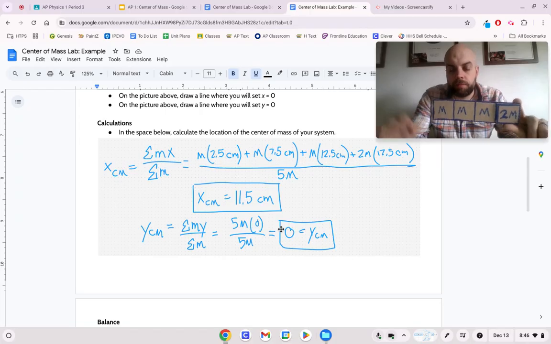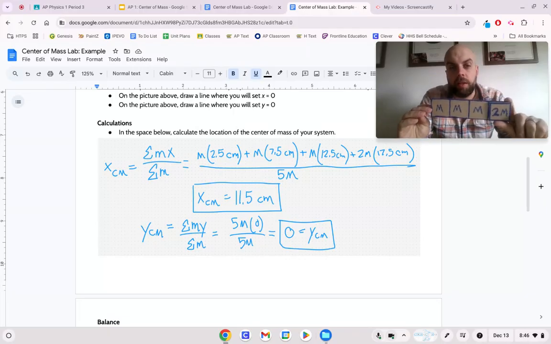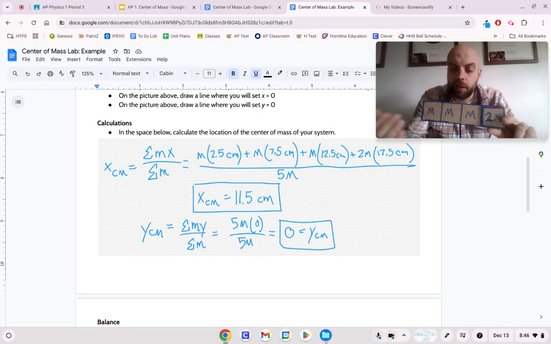The vertical center of mass for this one was pretty easy because I just set the y equals 0 axis right here, and I was able to see that everything is at y equals 0. This thing was symmetrical vertically. So it was pretty easy to do the vertical center of mass calculation for this system.